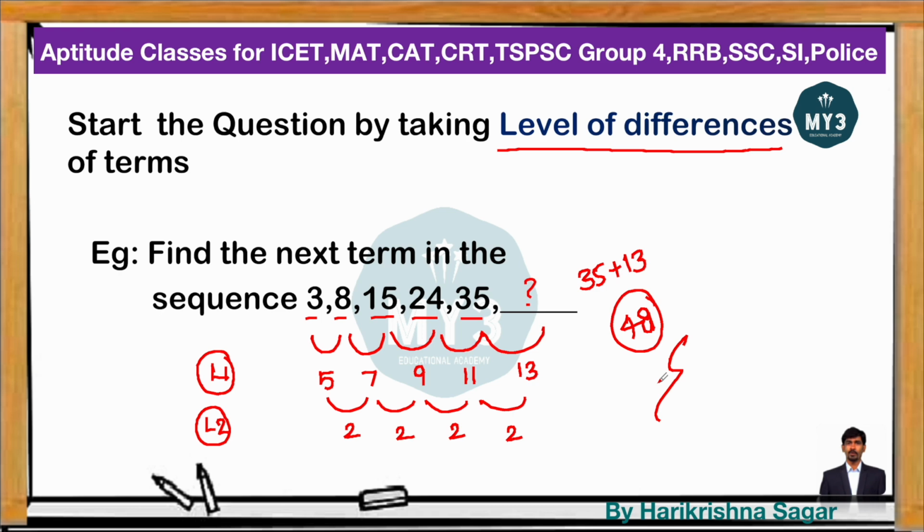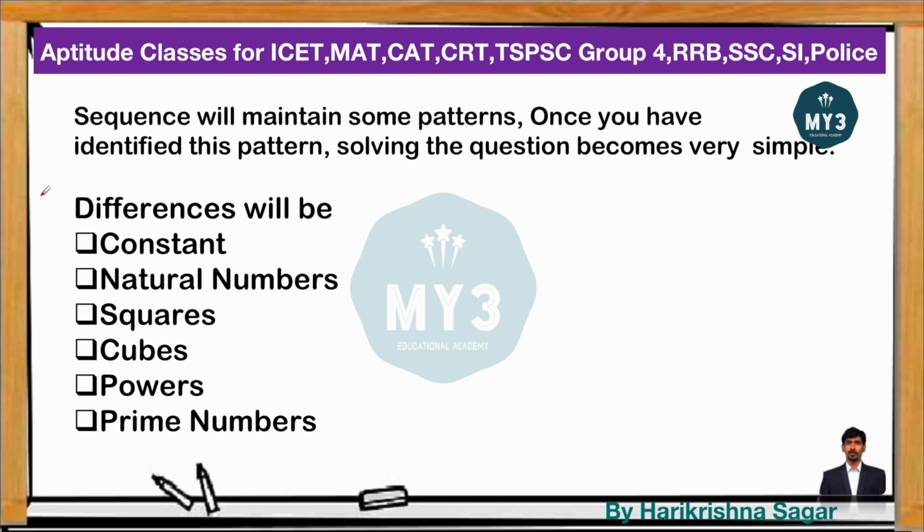And when you are trying to find out the level of difference, the level of differences may be a constant number or maybe a natural number, maybe perfect squares, maybe perfect cubes, maybe powers of 2 or 3, or differences may be prime numbers. So all these are the possible patterns. Once you are able to identify the pattern, solving the questions is definitely not a challenging part. Let's look at few examples so that you will get a clear clarity on this.